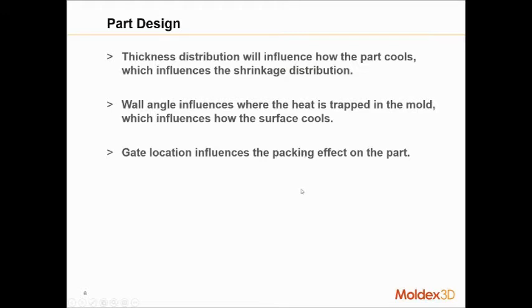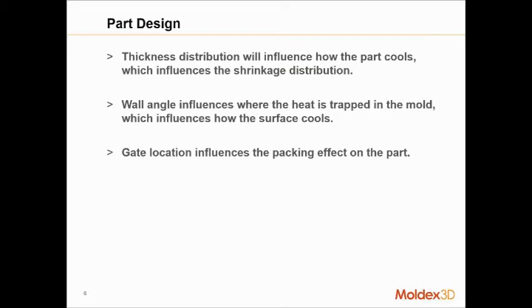Wall angle also influences where the heat is trapped in the mold. So when we're looking at a cooling system or how the part is able to dissipate heat from the plastic out to our metal mold base and ultimately out to our cooling system, the angle at which walls come together can actually influence where we're able to extract heat efficiently. For instance, if we have 2 walls that come to a 90-degree angle, it's actually very difficult to efficiently extract the heat from those regions.